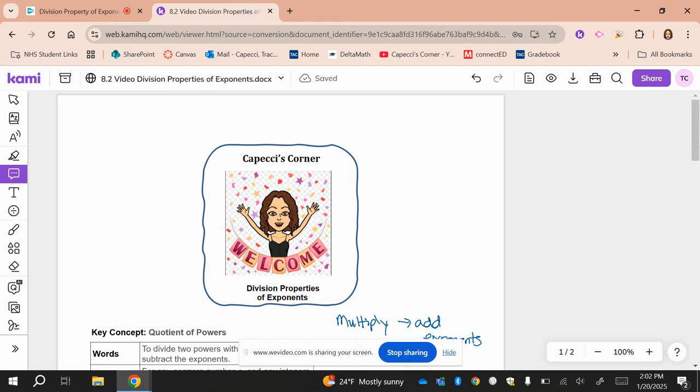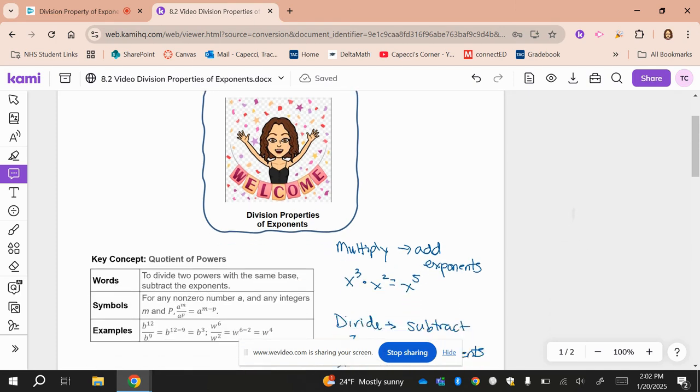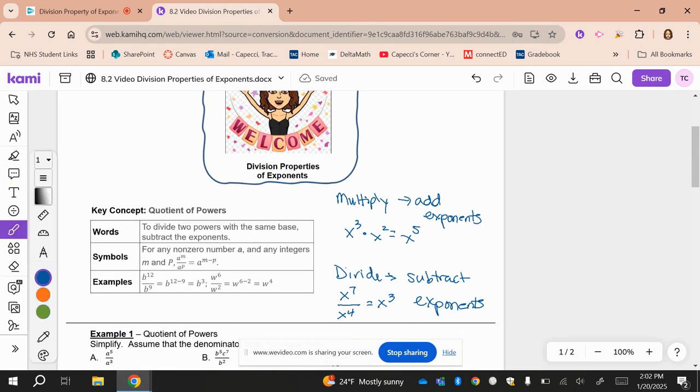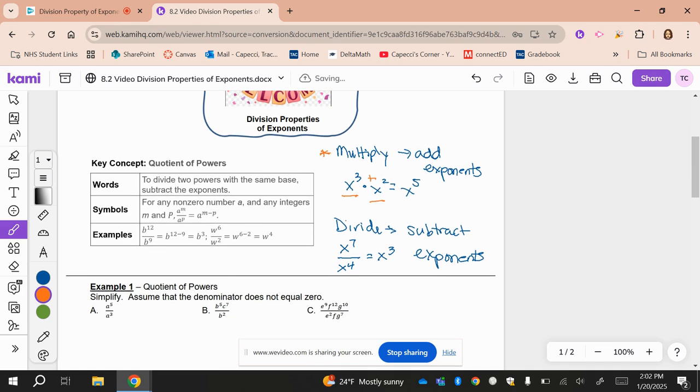Teacher's Corner, we're going to look at division properties of exponents. So let's remember from the previous video that when we multiply, we add the exponents. So if I have x to the third times x to the seventh, I'm going to add the exponents. I'm going to get x to the tenth.